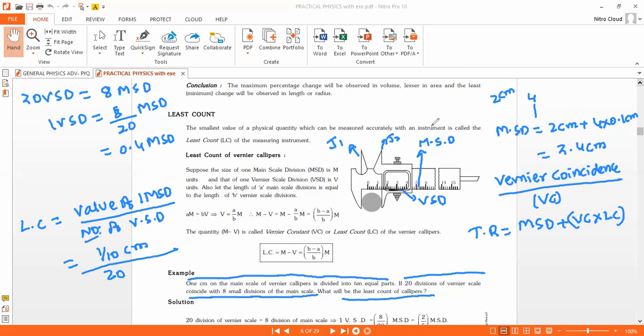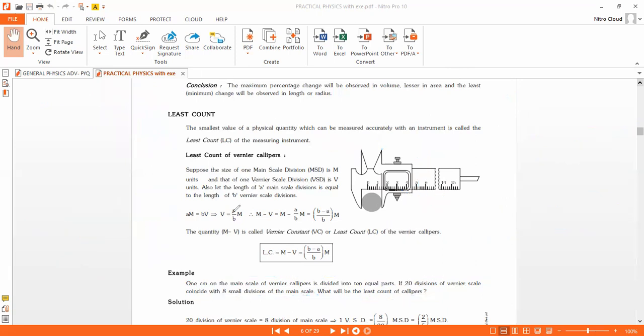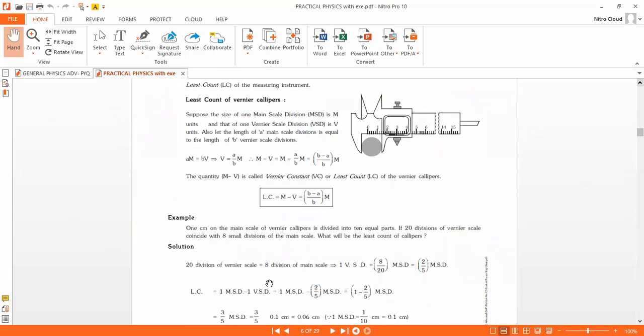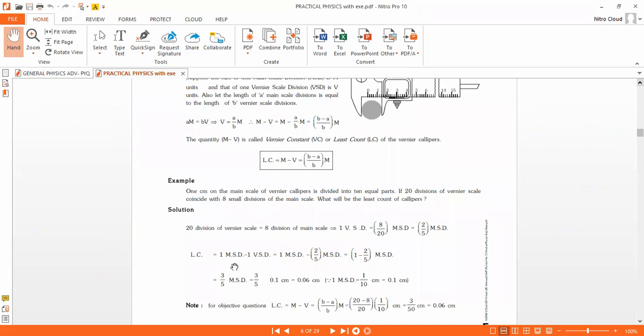8 by 20. 1 Vernier scale division, it is 2 by 5 or 0.4 MSD. Then we'll get 3 by 5 MSD. 1 MSD means 0.5.